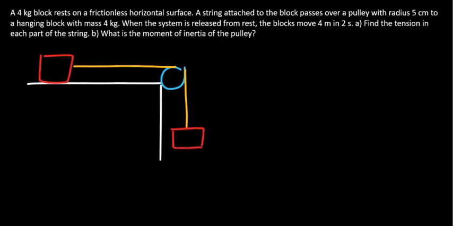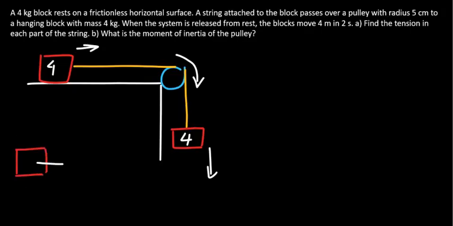After the system is released, this pulley would turn like that and this block would go downward and the one that is resting on the horizontal surface would move rightward. That's the situation. The masses are 4 kg and 4 kg. Let's first look at the object that is resting on the horizontal surface. What is the free body diagram for such an object?